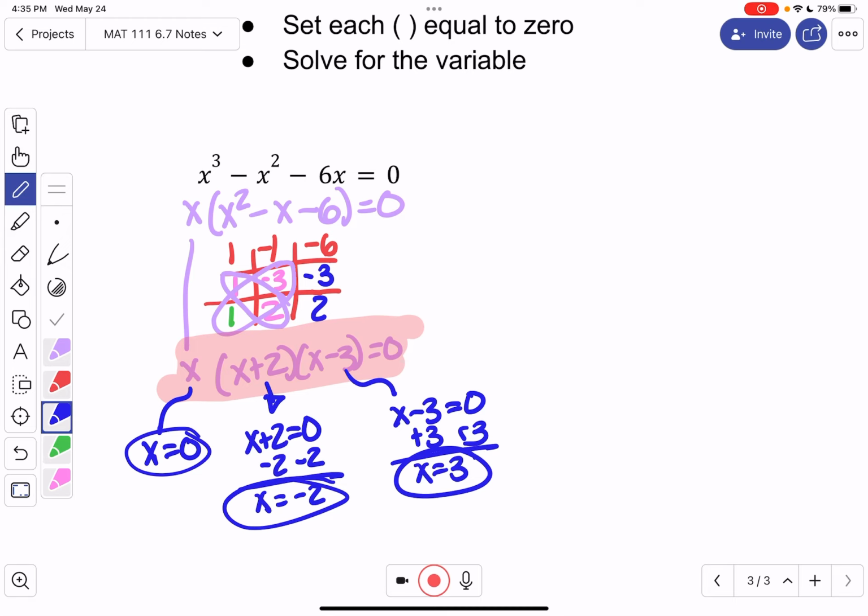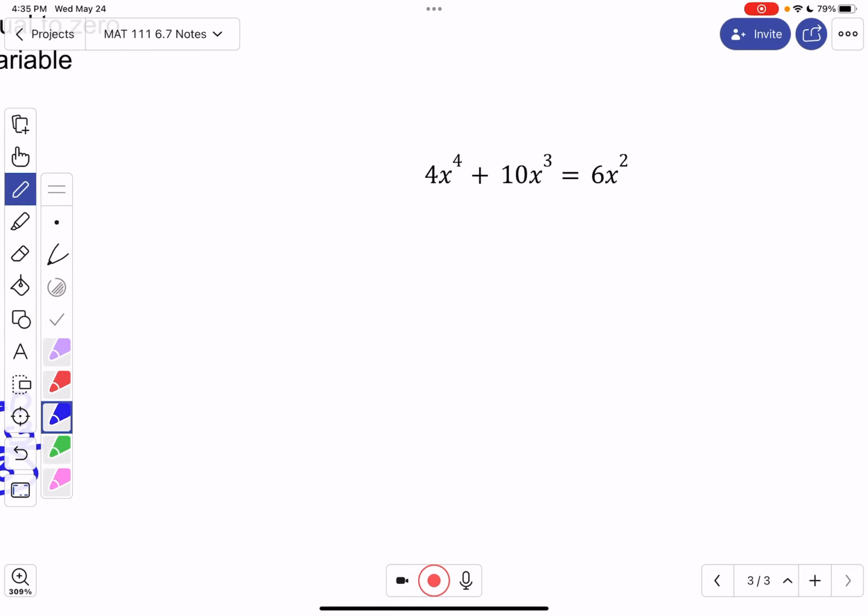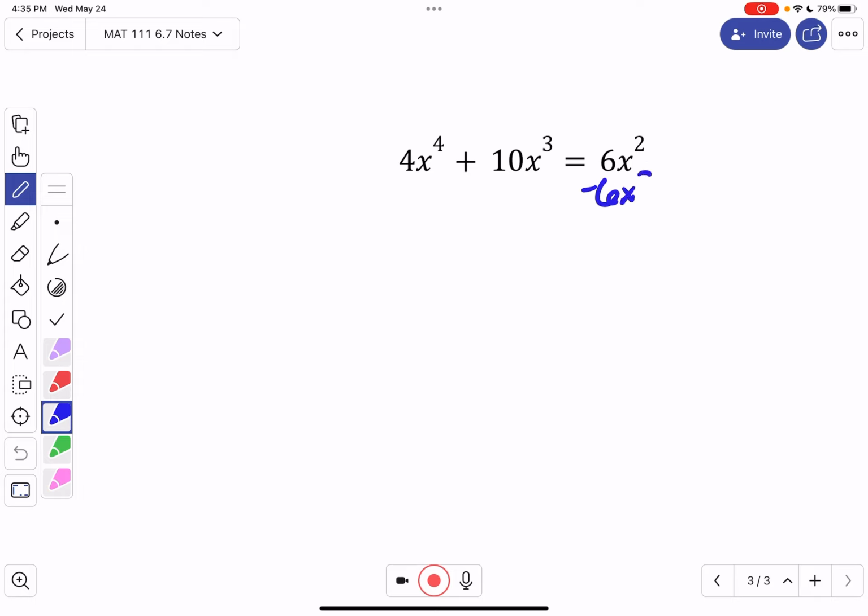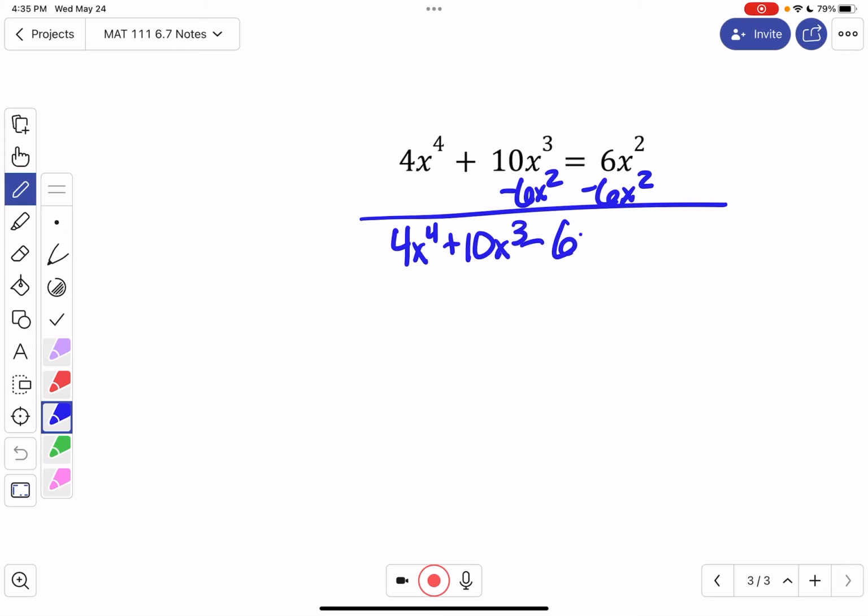That means if we were to graph this, those would be the x-intercepts. If I plugged any of those 3 into the original equation for x, it would end up equaling 0. So we're going to do the same thing over here. First, we need to get the 6x squared on the other side so that it equals 0. So we have 4x to the 4th plus 10x cubed minus 6x squared equals 0.